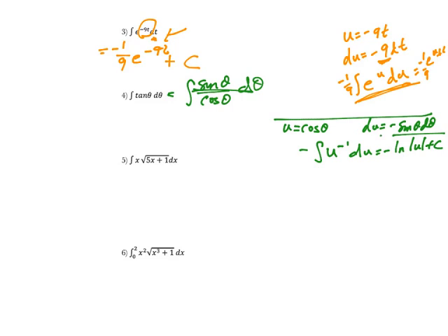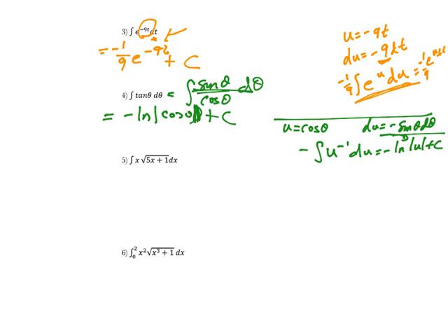So oftentimes students will forget the absolute value. Please remember that it's negative natural log absolute value of u. So if I come back over here, I will then say that the answer is negative natural log absolute value. Remember, u was cosine theta. Absolute value plus c.